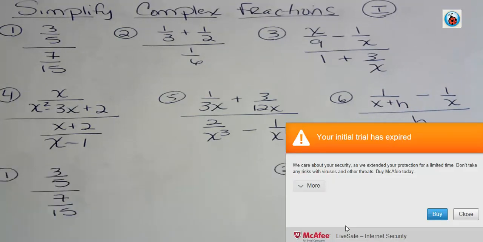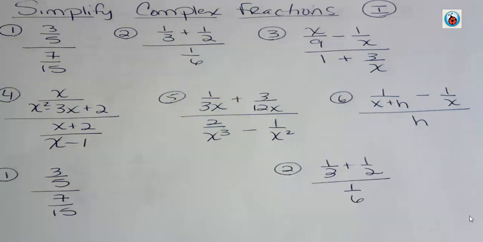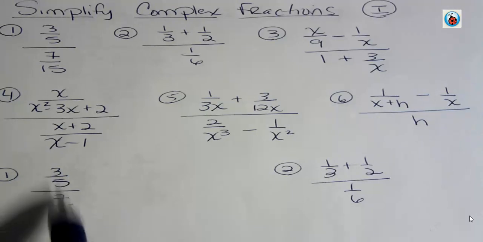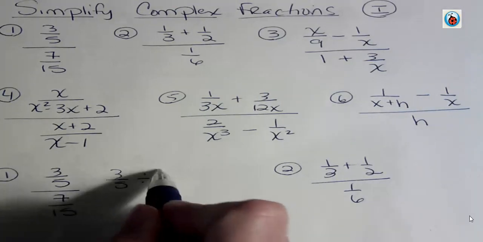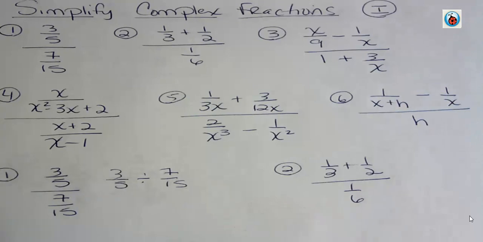Just a quick idea about what a complex fraction is. A complex fraction just means you have a fraction inside a fraction. So once you have that, you've got complexity. So this is the same as saying 3/5 divided by 7/15. That's just another way to say that same thing.